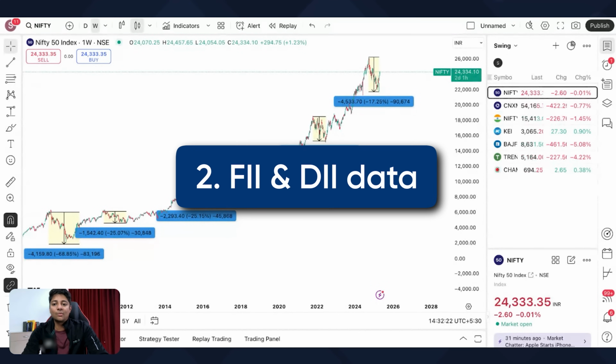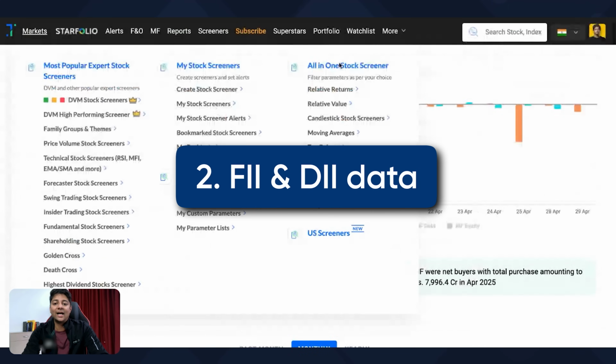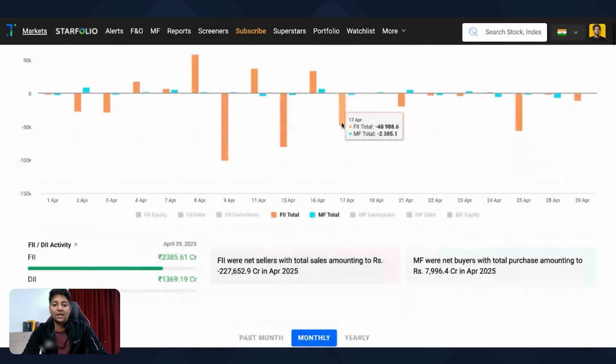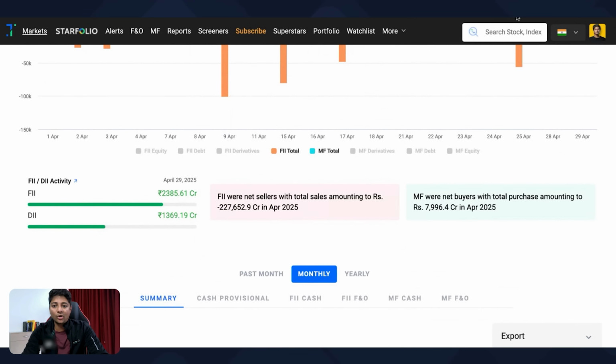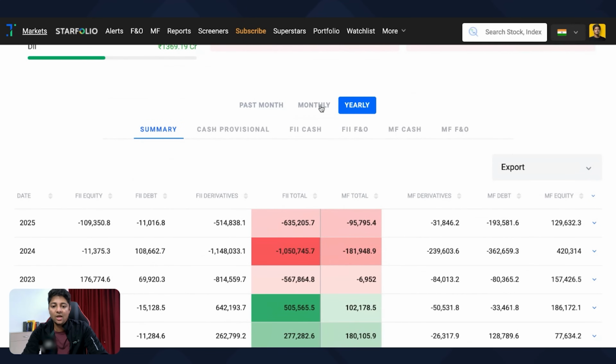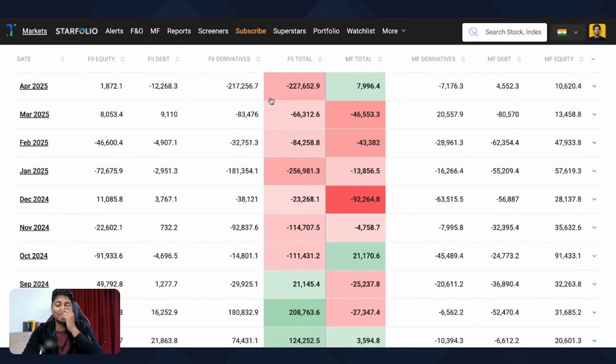Number two, which is the most important, is FII and DII data. For that, you can definitely check out this free tool called Trendline, where you can check the FII, DII data. Why am I telling you this? This is very important because if I scroll down, you can look at the monthly and yearly charts over here. Whenever you see FIIs and DIIs reducing their stake, mainly the FIIs, you should be very careful in the market and you should start planning your next steps. And I'll talk about the plan immediately after this.